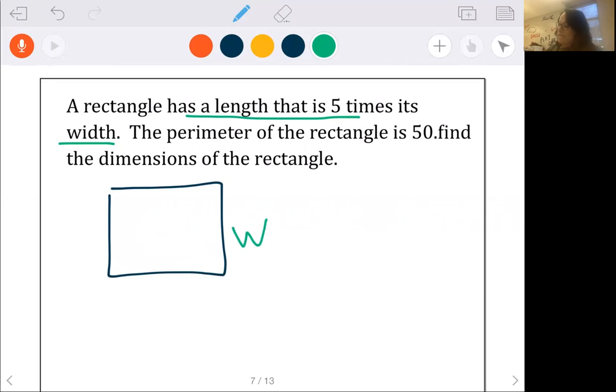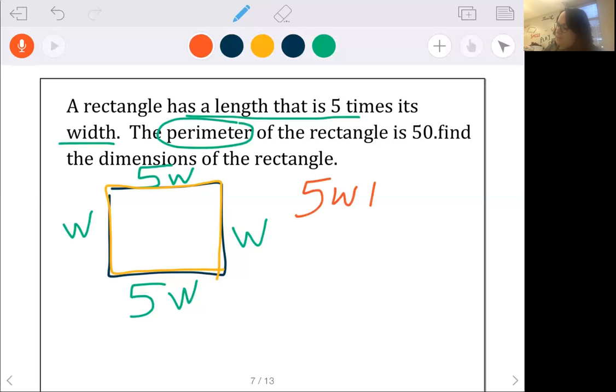But they didn't tell me anything about the width, so that gets my variable. The length is 5 times the width. Well, on a rectangle, opposite sides are the same. So there I go, right? Perimeter means we walk around the perimeter of the yard. And that means we add up all the sides. So I would say the 5w plus the w as I walk along here, plus another 5w plus another w has to equal 50.